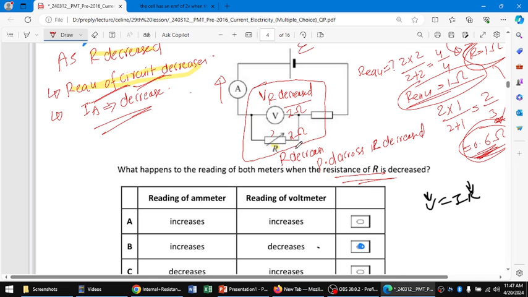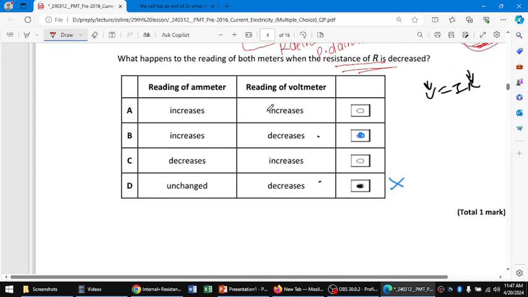And you know that if R decreases, the potential drop across R decreases. So if the potential drop across R decreases, the potential drop across the voltmeter also decreases. So the correct option is: the reading of the ammeter increases and the reading of the voltmeter decreases. So option B is the correct one. Okay, thank you.